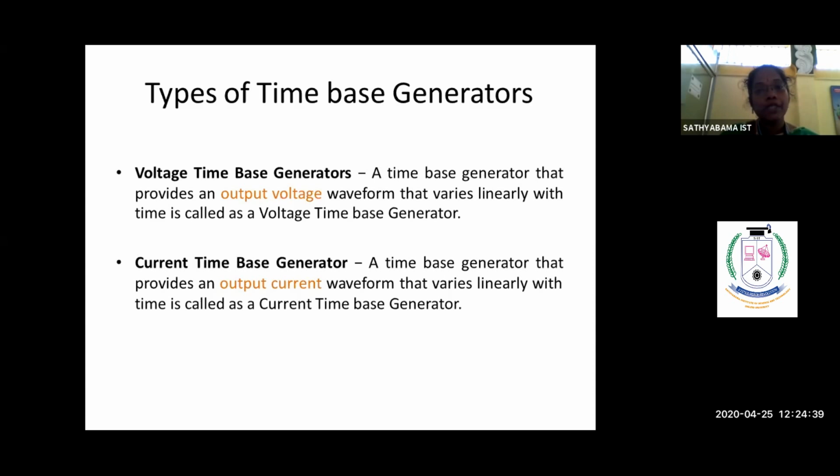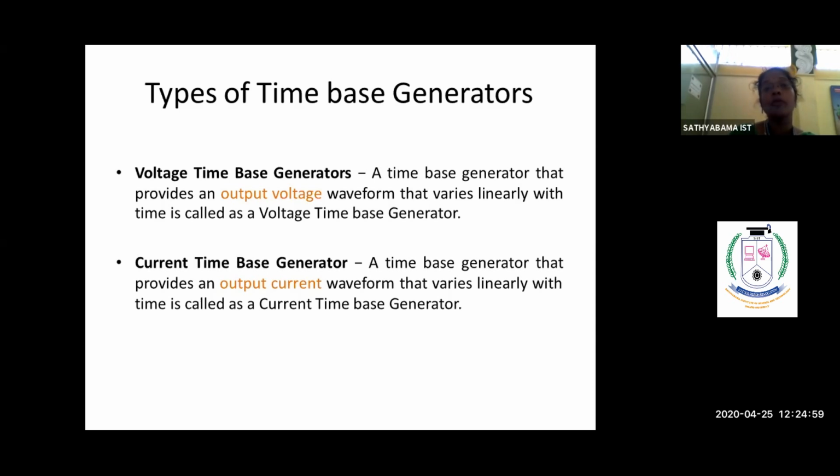Then coming to the types of time-based generator, we have basically two types. One is called the voltage time-based generator, and another is the current time-based generator. As the name implies, the voltage time-based generator provides an output voltage waveform that varies linearly with time.